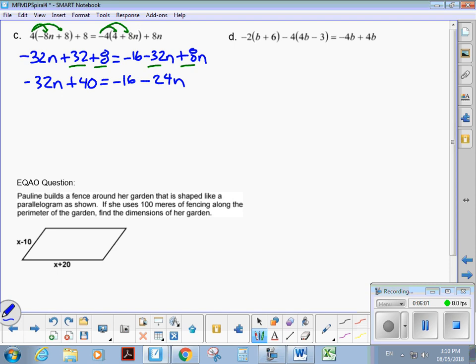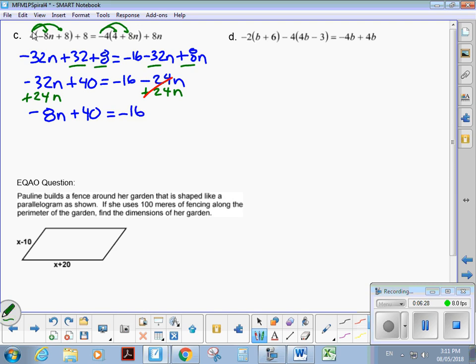Now we move all the ends to the same side. So it's the same process, okay? It's very repetitive, which is a good thing because it allows us to kind of cement and figure out exactly what needs to be done every time. Negative 32 plus 24, I believe that would be a negative 8n, plus 40 equals negative 16.